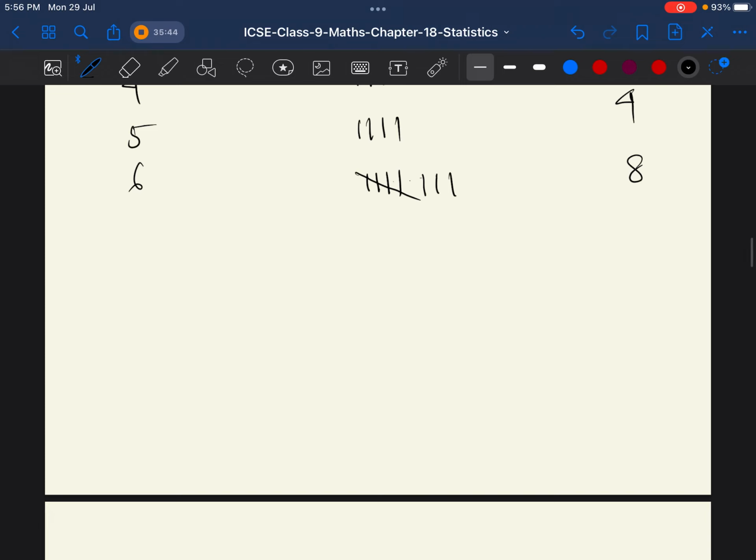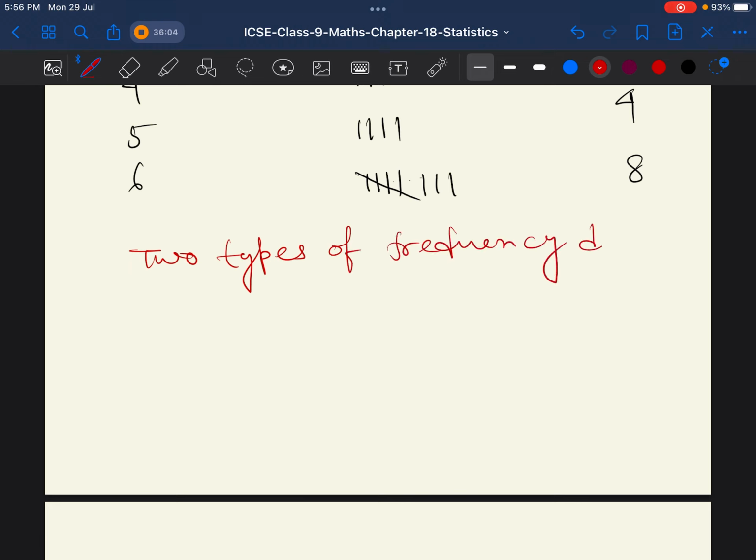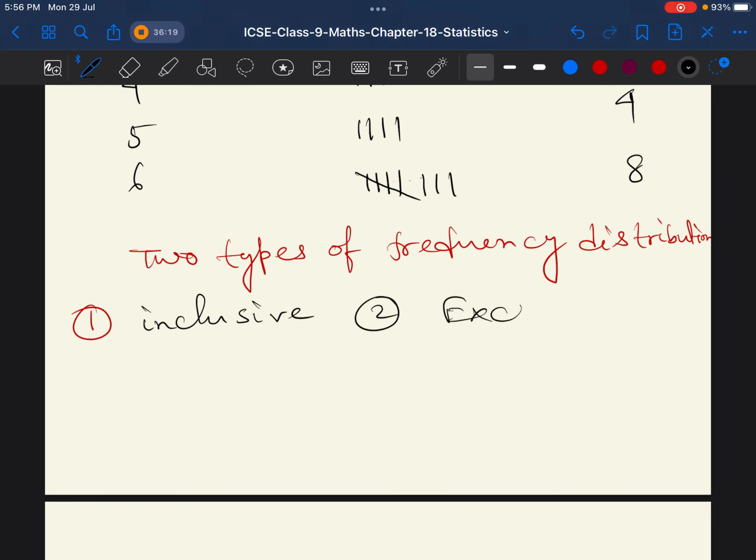Now we will discuss types of frequency distribution. There are two types of frequency distribution: first is inclusive and second is exclusive.